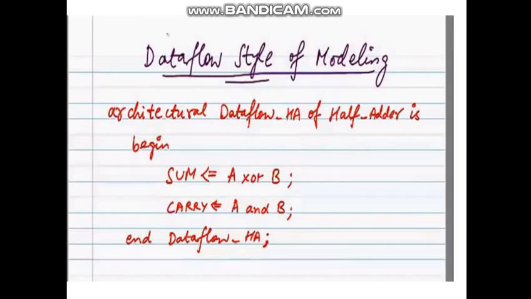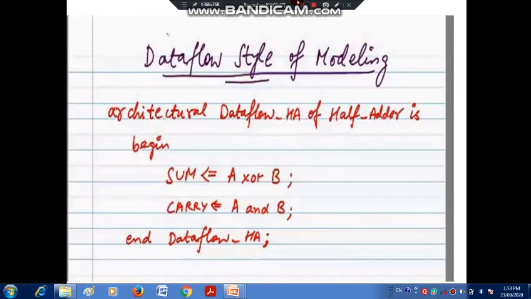So it begins: sum is equal to A XOR B, carry is equal to A AND B. End of that particular data flow of the half adder. This is simply the data flow style of modeling.